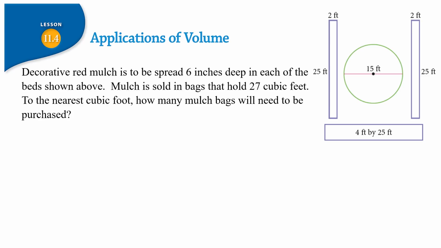Well, if you look at the diagram, there's 3 rectangular, what we call garden beds, and then you have a circular garden bed. Now, since they're spread 6 inches deep, that means we have 3 rectangular prisms. We also have a cylinder, basically. So you have a cylinder with a circle on top, a circle on bottom, and it goes 6 inches.